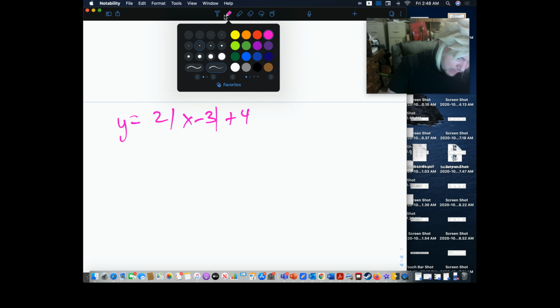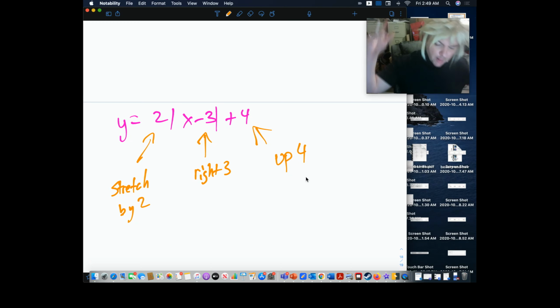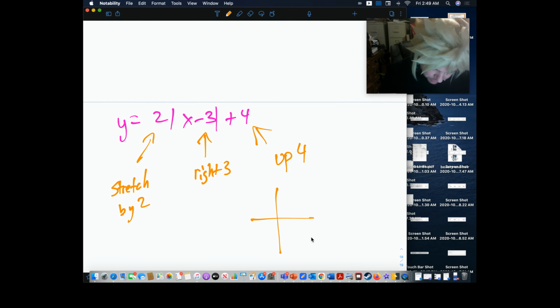All right. So we got y equals 2, absolute value x minus 3, plus 4. We got a little bit of everything here. 2, stretched by 2. Minus 3, right 3, opposite effect, right? Plus 4 on the outside, up 4. Boom, we got it, right? If I wanted to sketch it, I'm going to go to the right 3, up 4, and it's going to be a little narrower. And that'd be my graph.